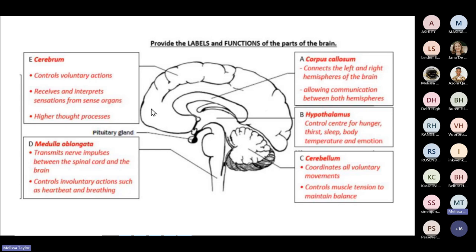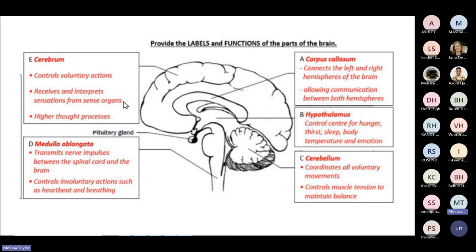Right, and then this biggest part of the brain at the top here, that is the cerebrum. And the cerebrum's job is to control all your voluntary actions. And it helps with all your higher thought processes, so your decision-making, your thinking, your intelligence, and your memory. And then it also receives and interprets sensations from sense organs.